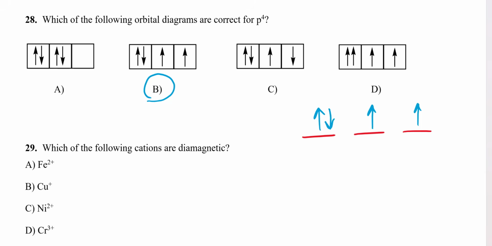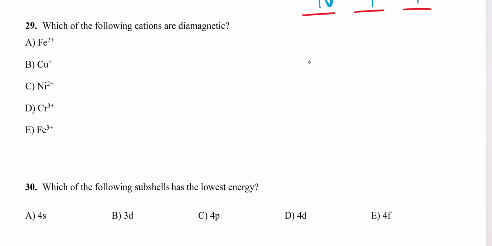A is violating Hund's rule. C is also violating Hund's rule because these two spins are not the same, they are not parallel spin. And D is violating the Pauli exclusion principle because we have two electrons with the same spin inside one orbital, which is wrong. For question 29, we have a series of cations and we would like to know which one is diamagnetic.